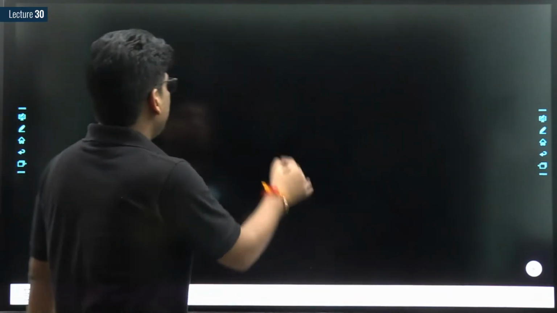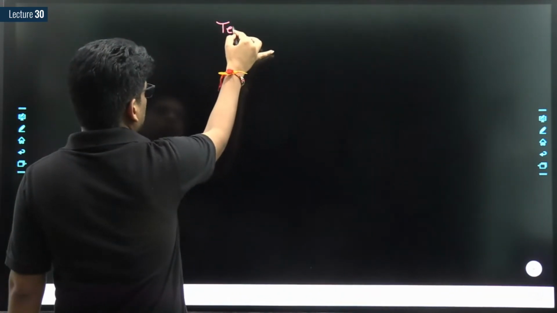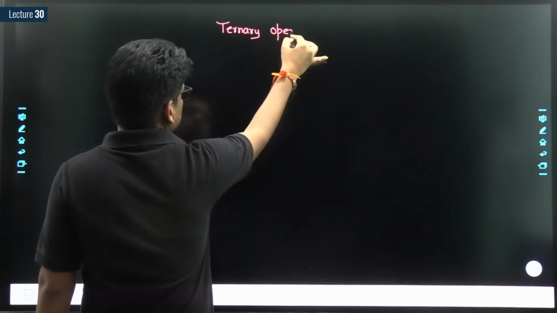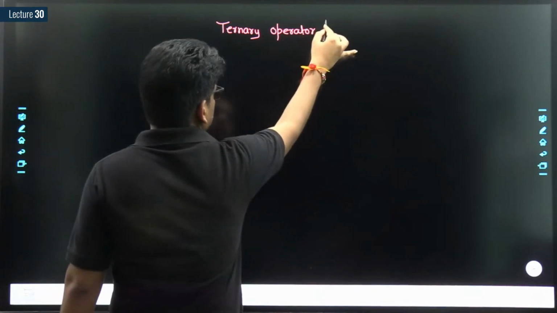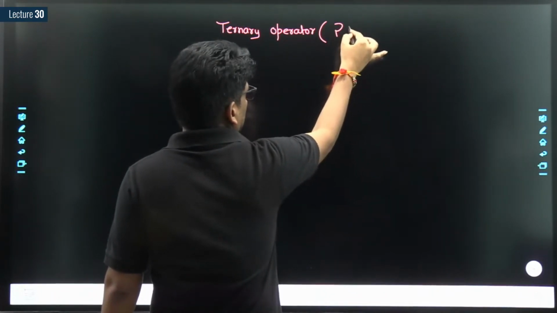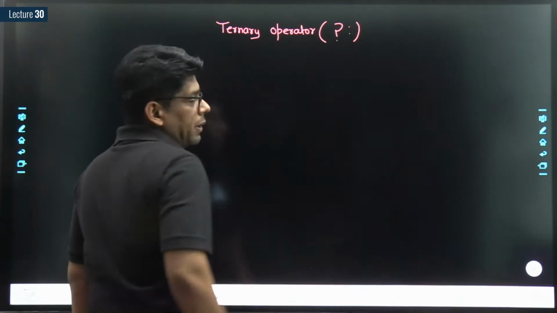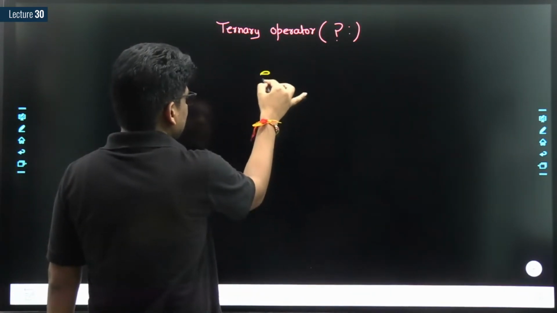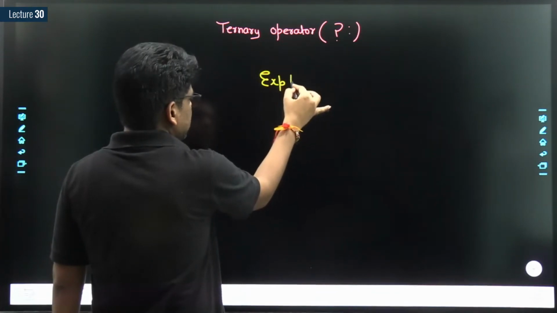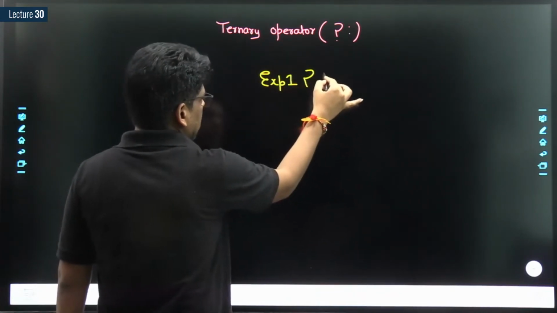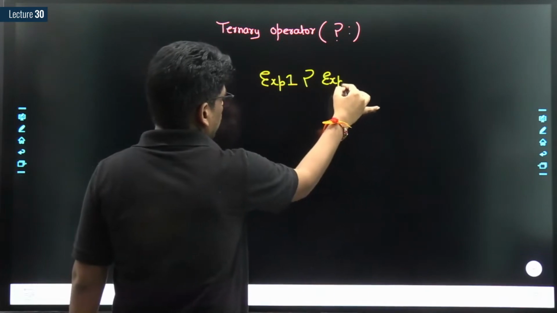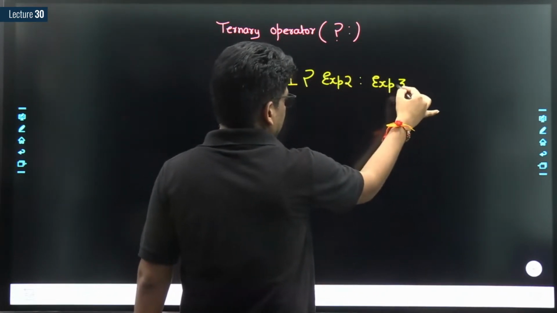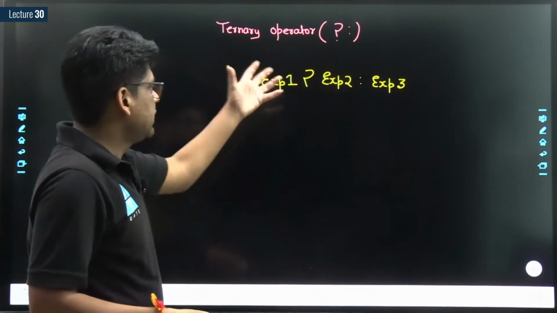Coming back to the ternary operator. This is our ternary operator. Sir, it requires 3 operands. It requires 3 operands and the general syntax is expression 1, question mark, expression 2, colon, expression 3. Sir, how will things work out in this ternary operator?